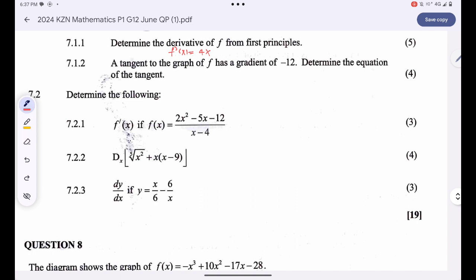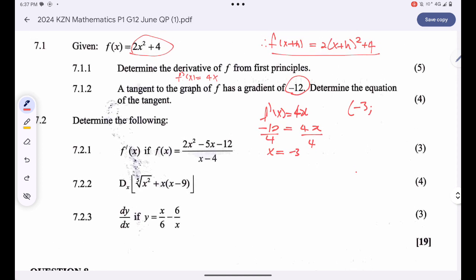So I know that my tangent has a gradient of negative 12. I want to know at which point my gradient is equal to negative 12. So what I'll do is to say f prime of x, which is equal to 4x. I want to know at which x value my gradient is equal to negative 12. I can divide both sides by 4, then x will simply be equal to negative 3. I now know that the x coordinate of the point is negative 3.